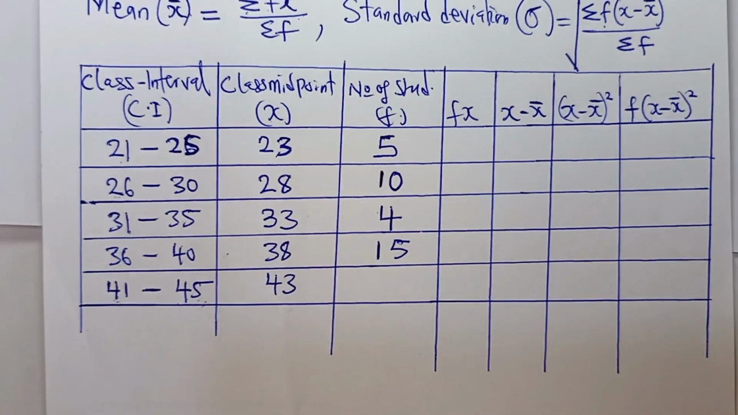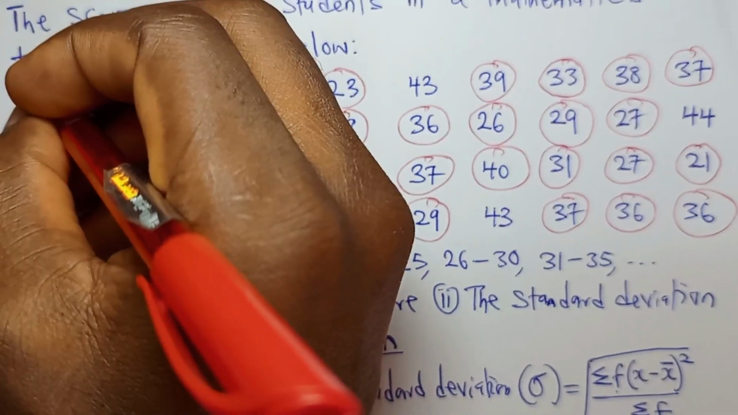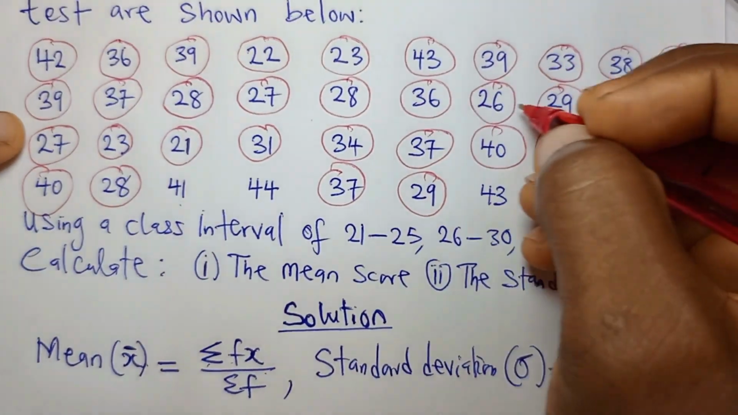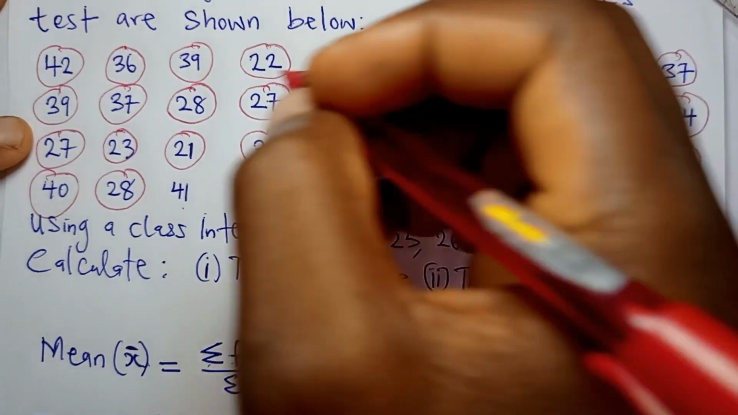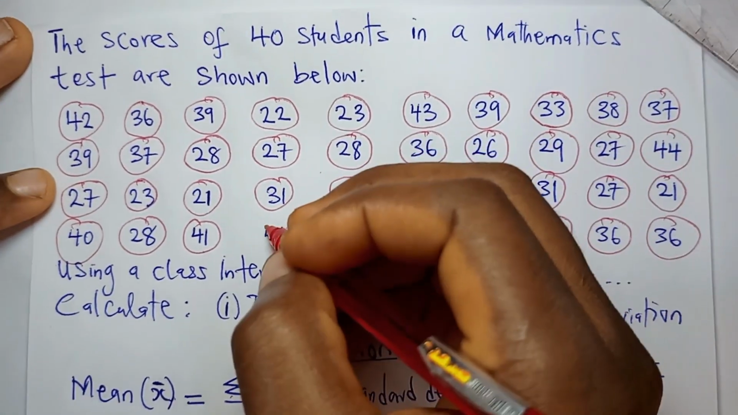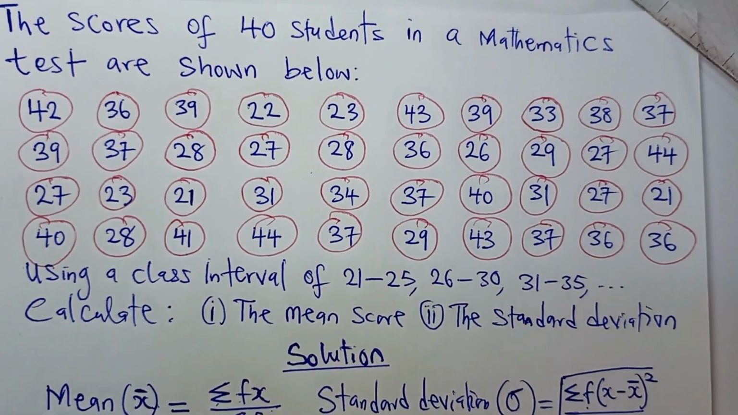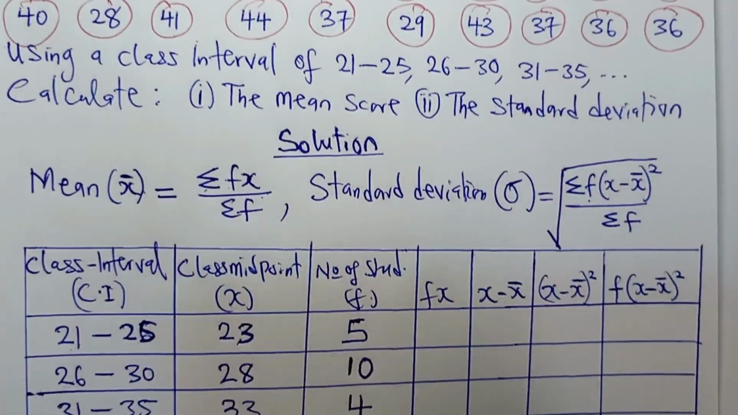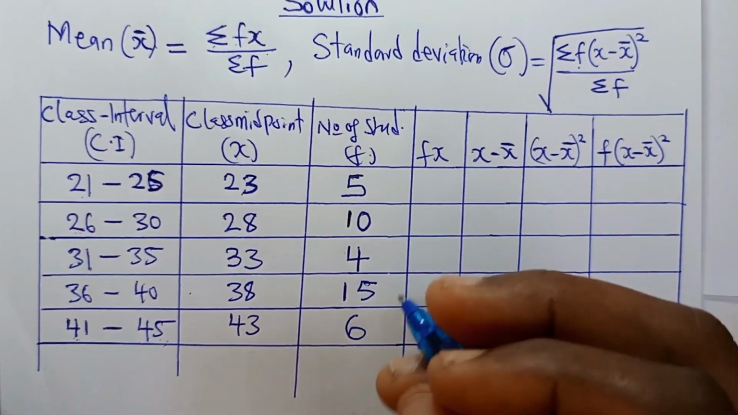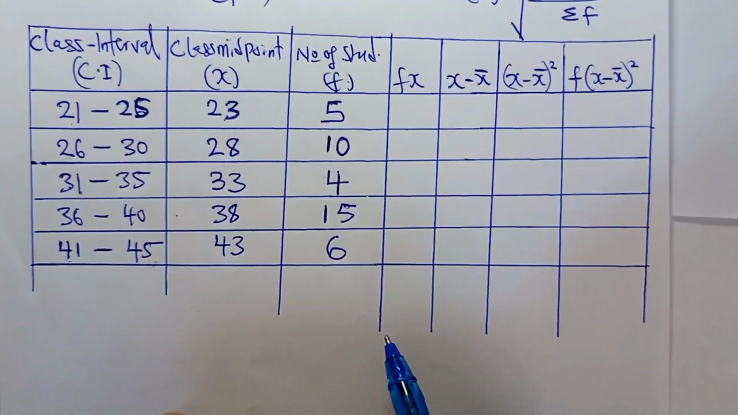Then finally, 41 to 45. Let's go and count. 1, 2, 3, 4, 5, 6. I'll come and input here. 6. Can you see that now? So we have succeeded in making use of that distribution. So this is what we have now.